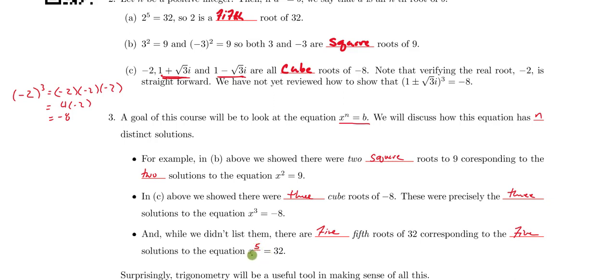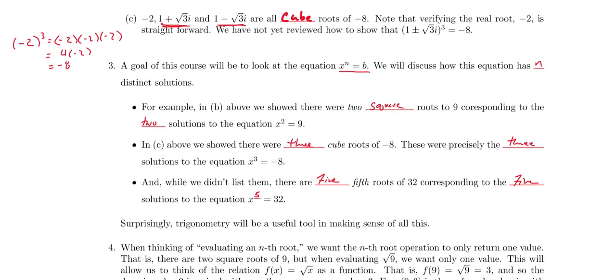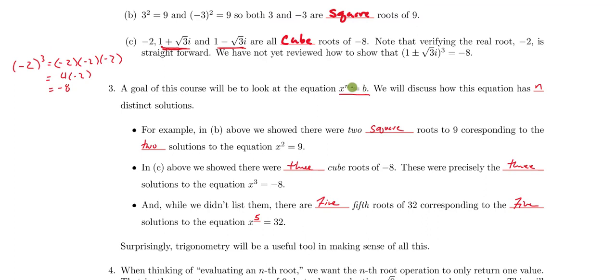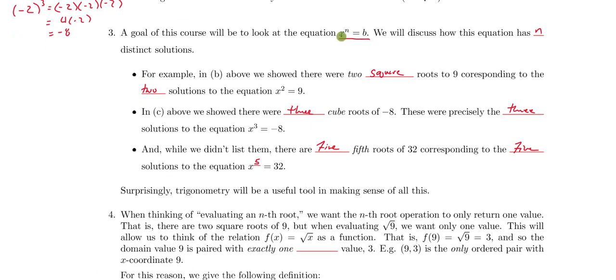So certainly you could check that if you took 2 and raised it to the fifth power, that's true, but there are actually 4 other distinct solutions that we want to learn to go find. And that can be decently challenging. We're going to eventually use trigonometry to help us do that. So one of the goals of this course is building towards finding solutions of x to the n equals b. And we expect, if we're talking about, say, x to the 6th power, we would expect to find 6 solutions, 6 roots to that equation.